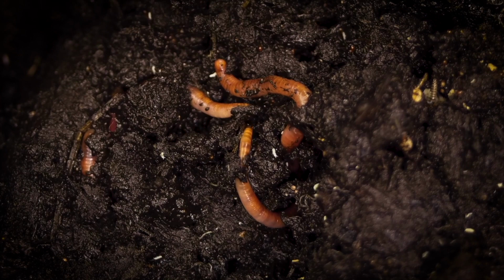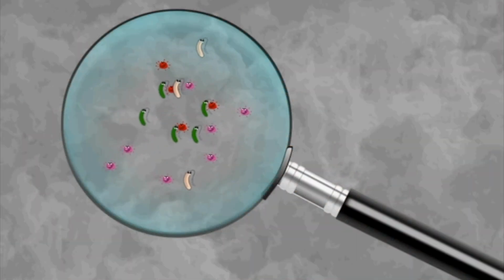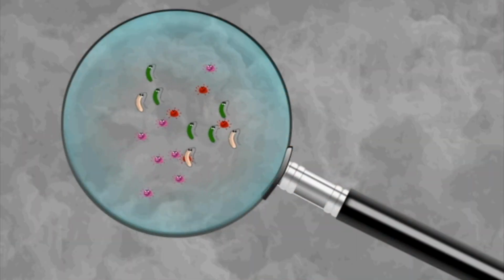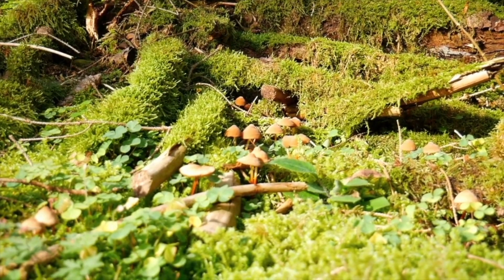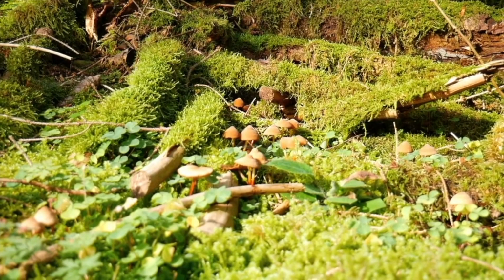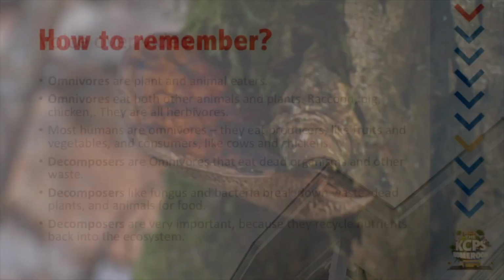Decomposers are omnivores that eat dead organisms and other waste. Decomposers like fungus and bacteria break down waste, dead plants, and animals for food. Decomposers are very important because they recycle nutrients back into the ecosystem.